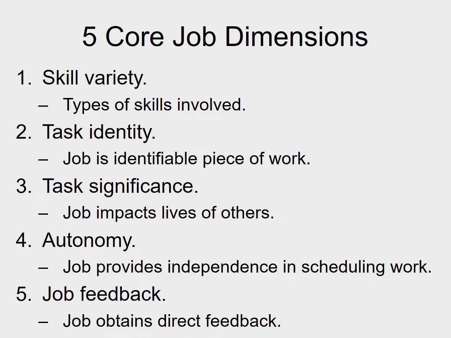So job characteristics theory basically suggests there are 5 core job dimensions, and I often like to think of these as similar to the Big 5 personality factors in people. We know that most people's personality can be broadly defined by openness, conscientiousness, extroversion, agreeableness, and neuroticism or emotional stability. So this theory suggests that all jobs have 5 core dimensions: skill variety, task identity, task significance, autonomy, and job feedback.